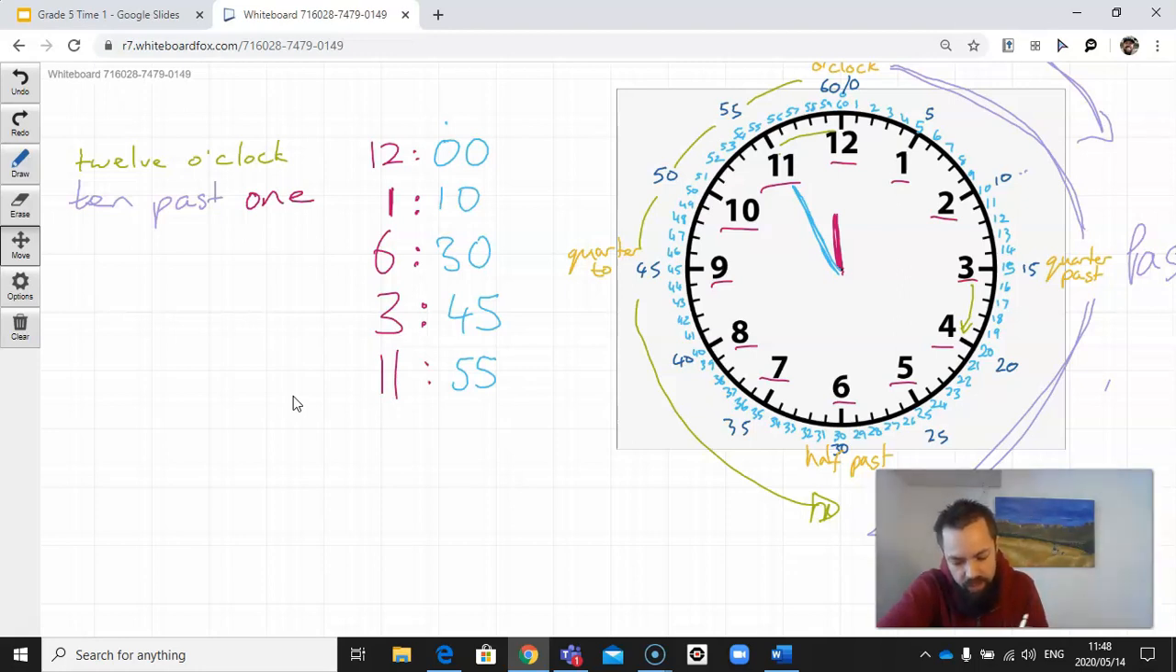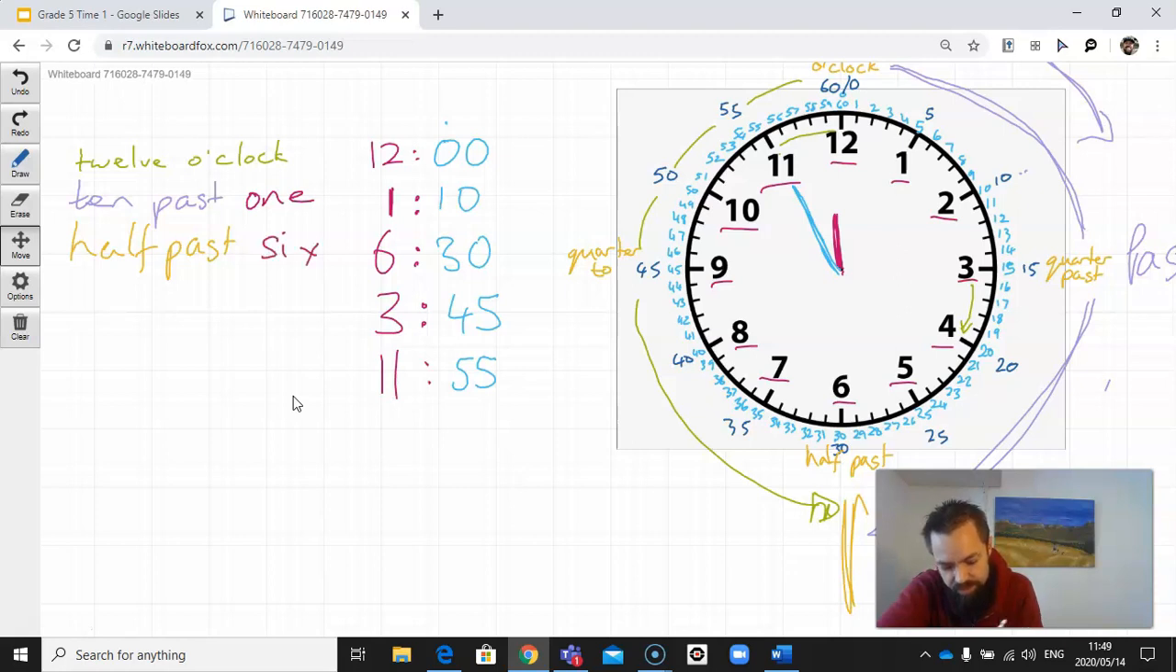We go to the next one, and we've gone all the way halfway around the clock. And we've ended up at the yellow thing at the bottom. And that one has a special name, and it's written there on the clock. So that one is half past. You could say 30 minutes past, but this one is a special one. Half past. And the hours were 6.